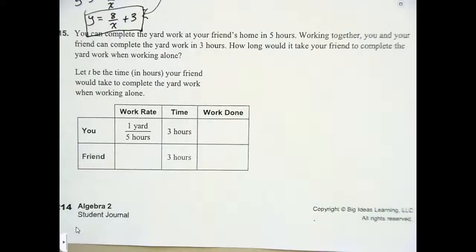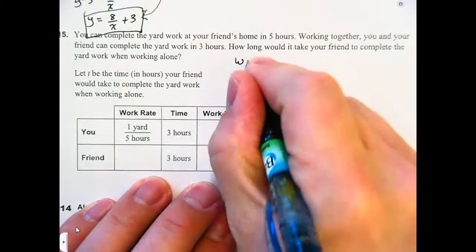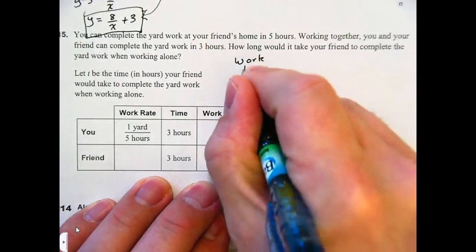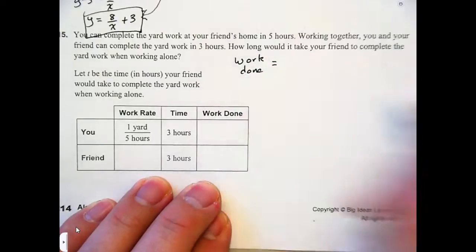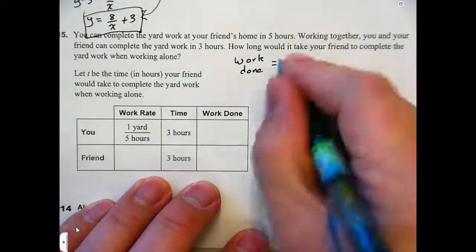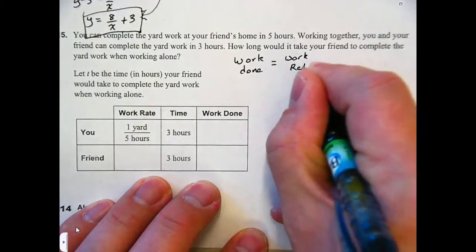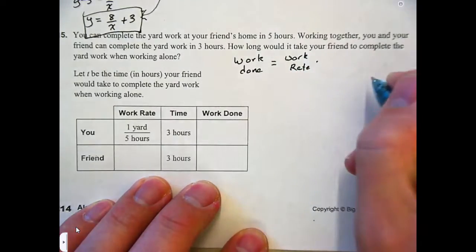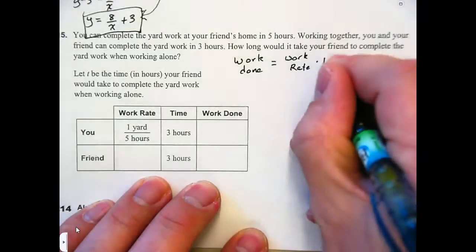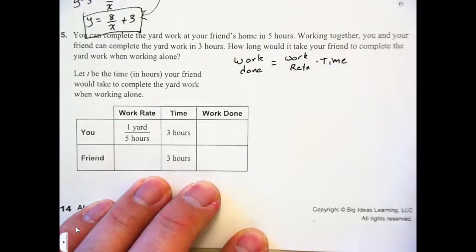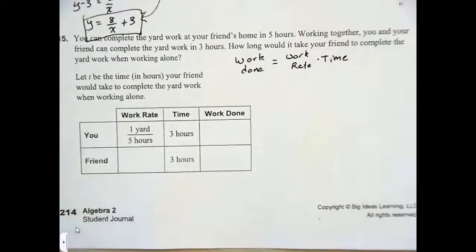Okay, let me give you a bit of a hint for those of you struggling. Work done is equal to, let's make a verbal model, work rate times time. Okay, so think of it that way. That may help you out a bit there.